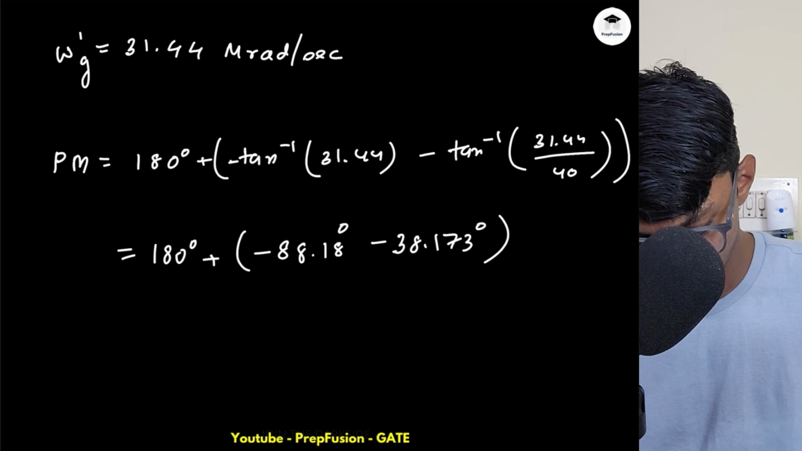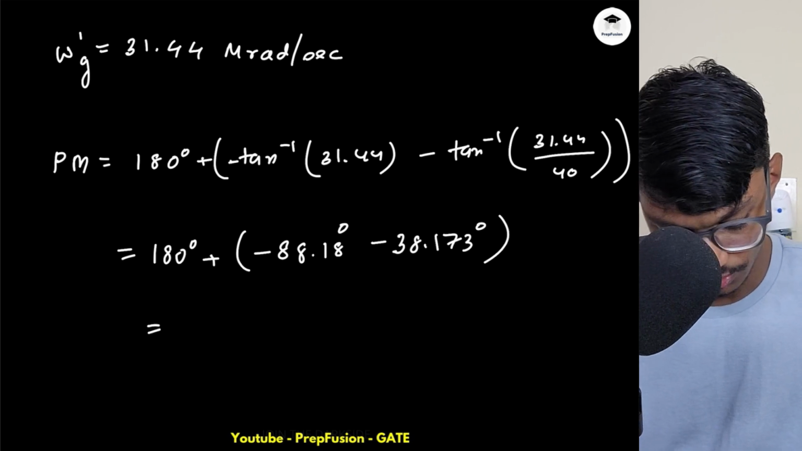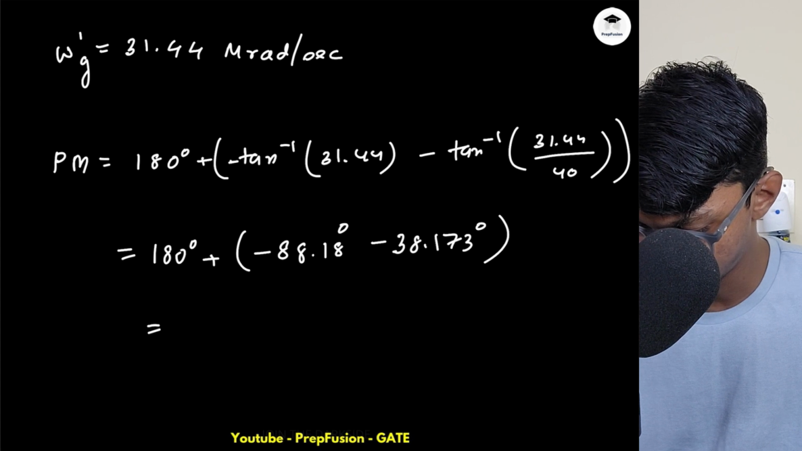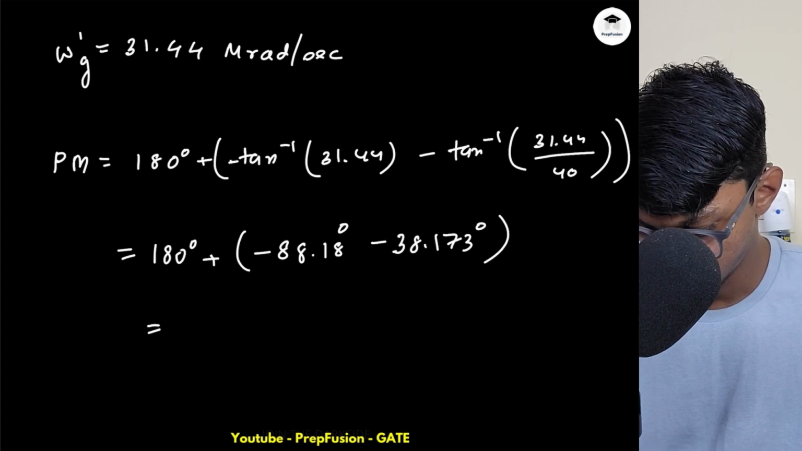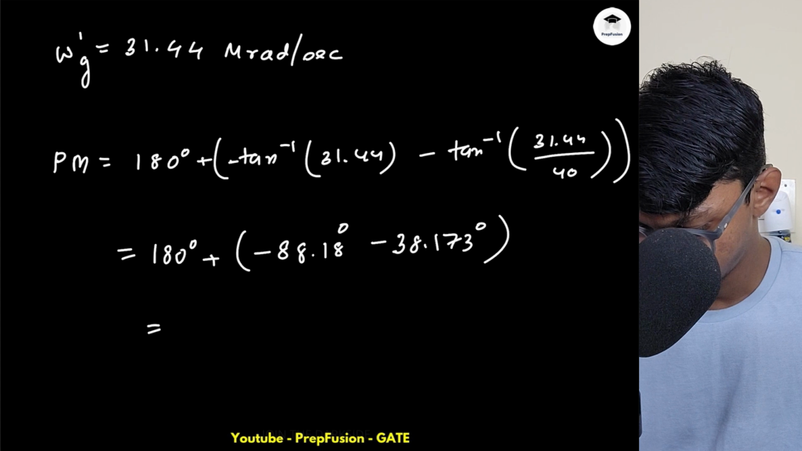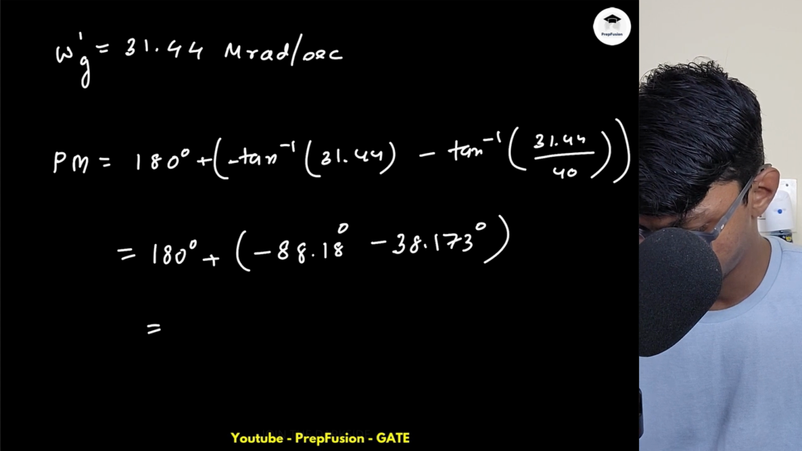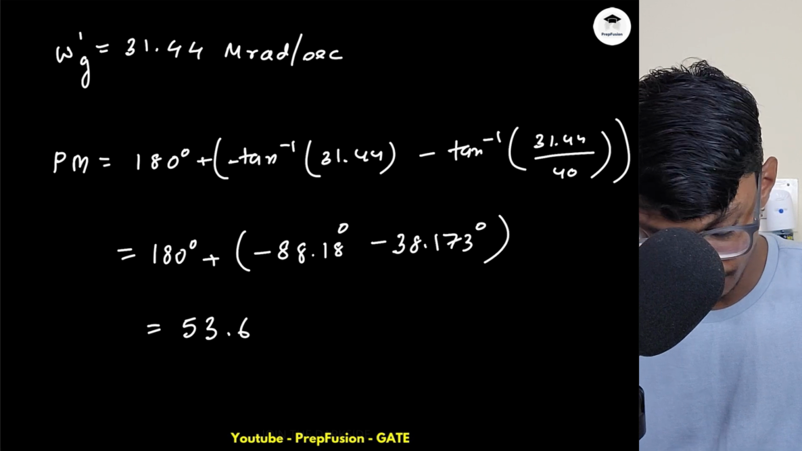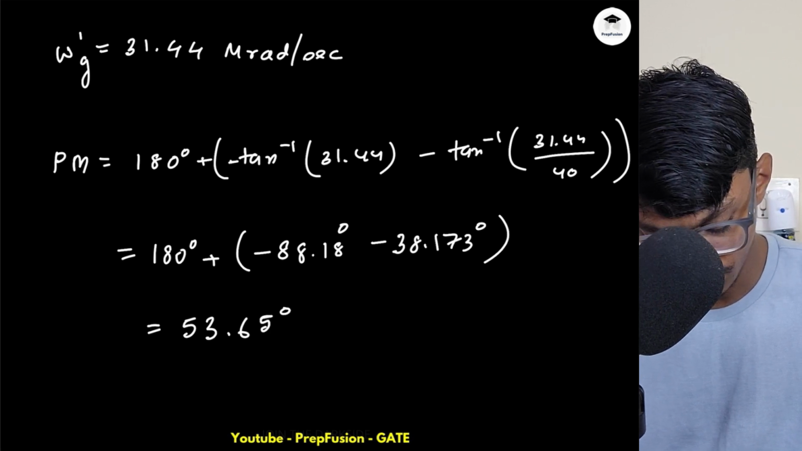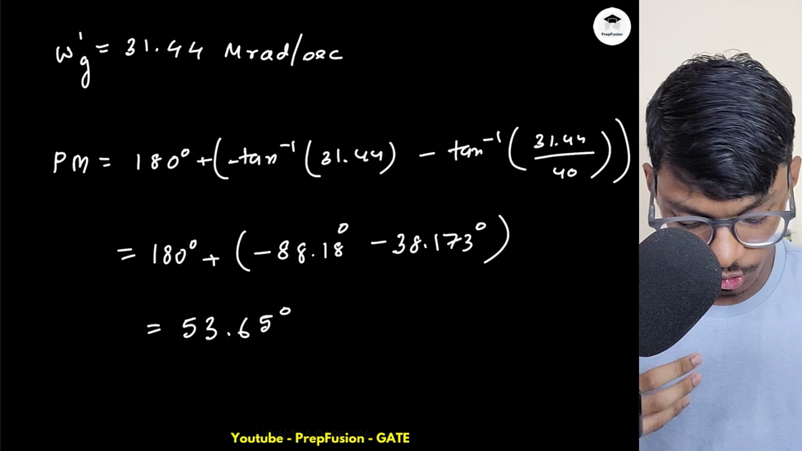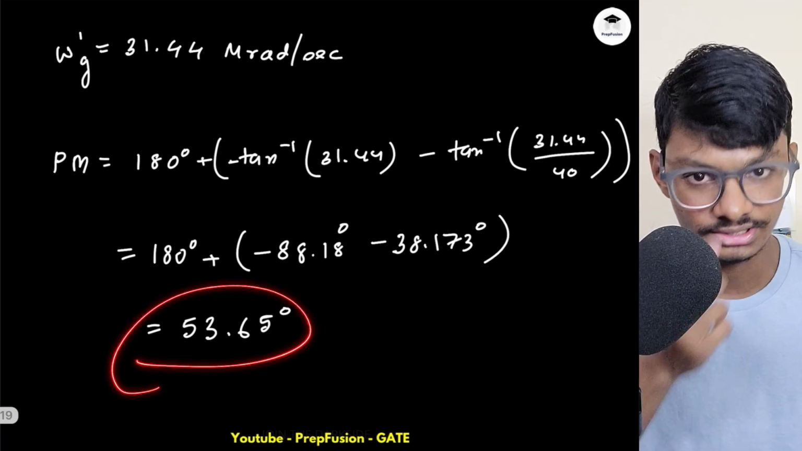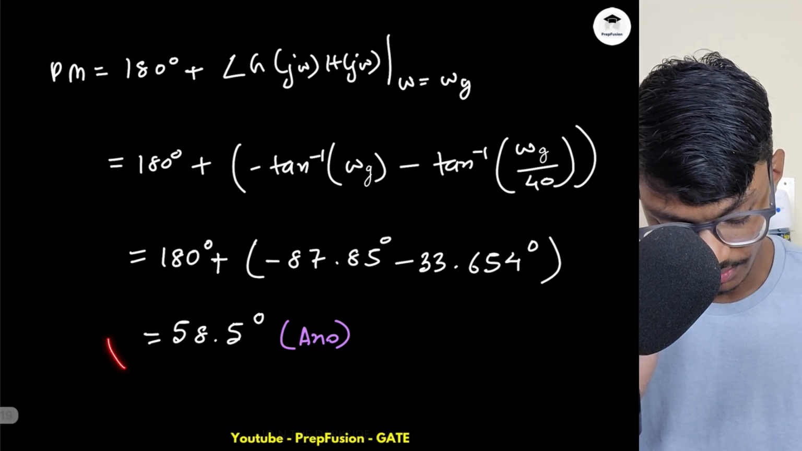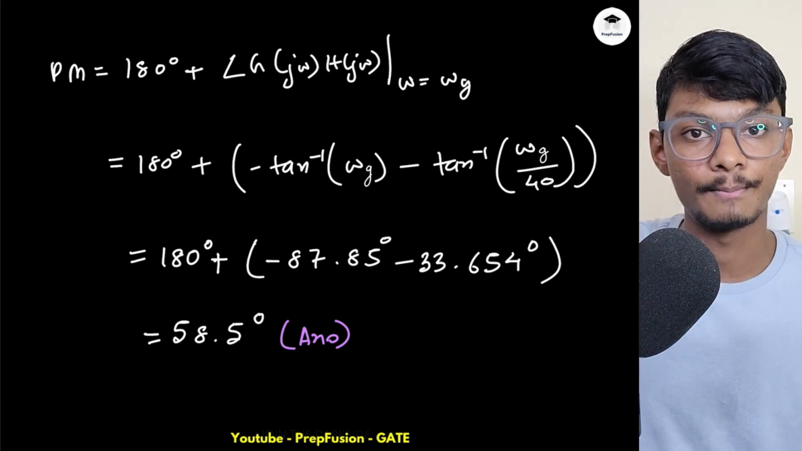Okay, and if I do 180 plus this, so if I add this with 38.173 and then subtract, then plus 180, you can see my initial phase margin was almost nearly 53.65 degrees. So my phase margin was initially this if I had only the op-amp. Now if I add a feedback, my phase margin increased.